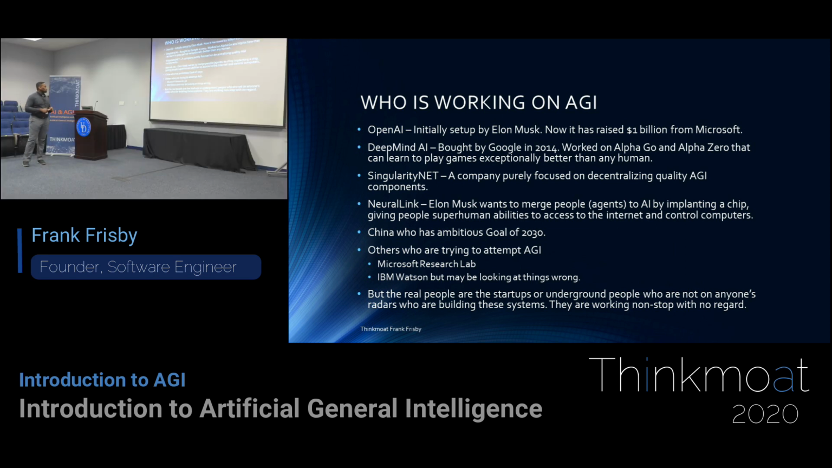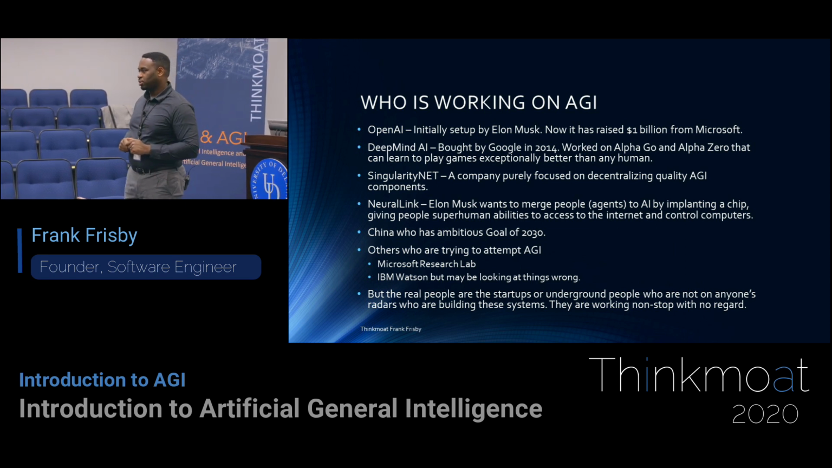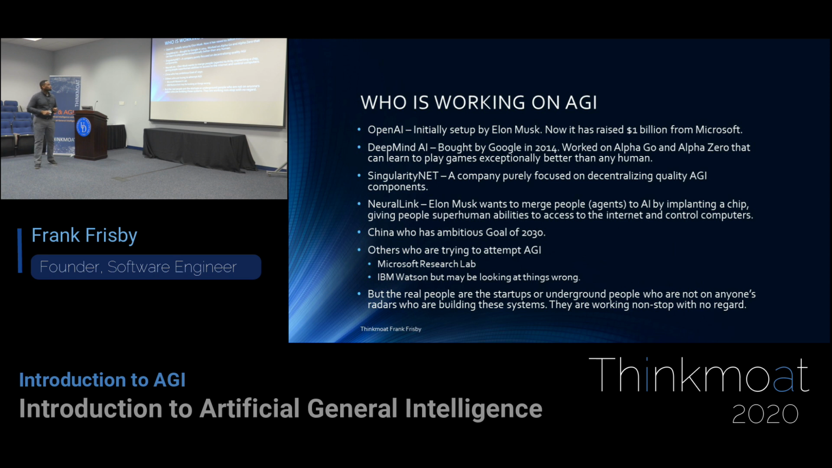And of course, like I said, China's working on this, huge as well, and other people are doing this. But the real people who are working on this are people underground or startups. Underground people or startups are the ones who are putting in a significant amount of time and energy to build an AGI system, because whoever is first to build this is going to have a lot of support and wealth from it. And we'll talk about that later.